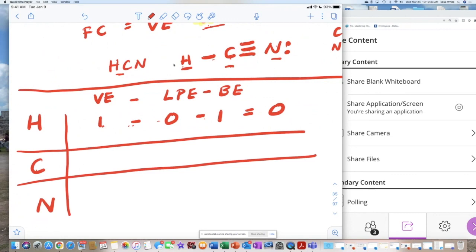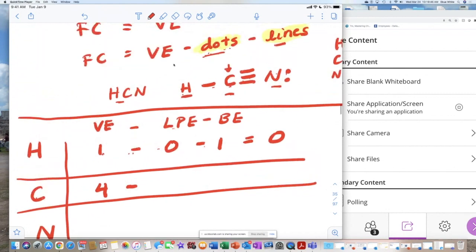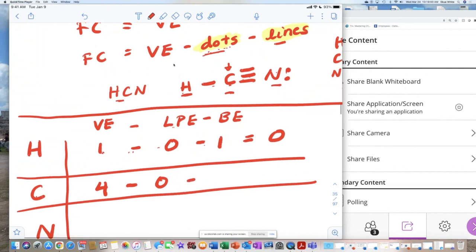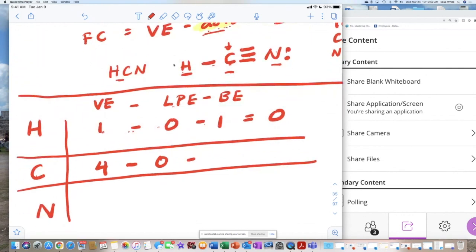Carbon. So now we're examining this carbon here. What's carbon's situation? Carbon is in group 4, so it has 4 valence electrons, right? Subtract the number of lone pairs around carbon. Does carbon have any dots around it? No, so 0.